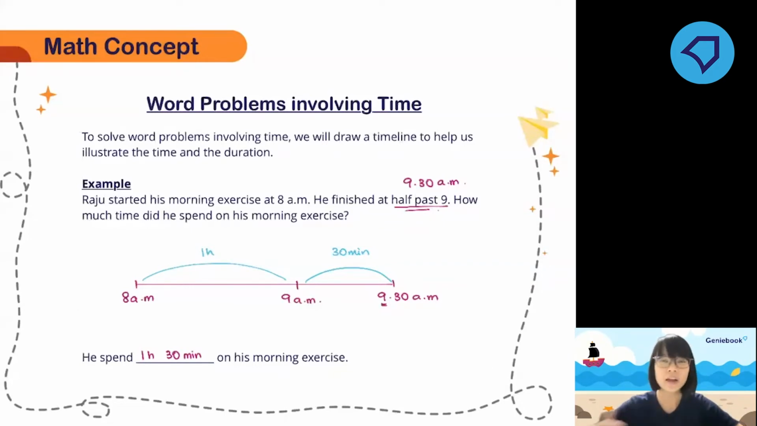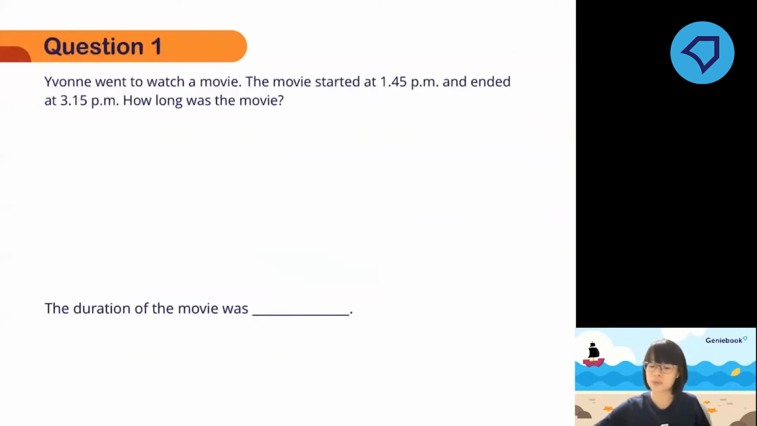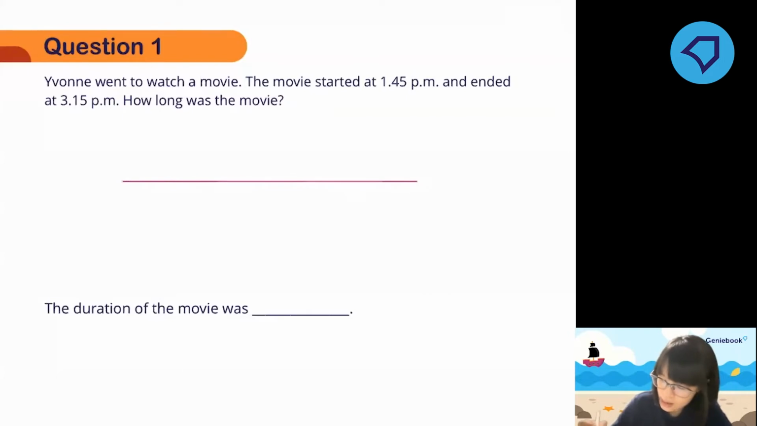Okay. All right, so let's take a look at the next question. Let me go through with you first, before I give you your bubble question. Yvonne went to watch a movie. The movie started at 1:45 p.m. and ended at 3:15 p.m. How long was the movie? So let's do it together, okay? Draw the timeline over here. The start time is at 1:45.